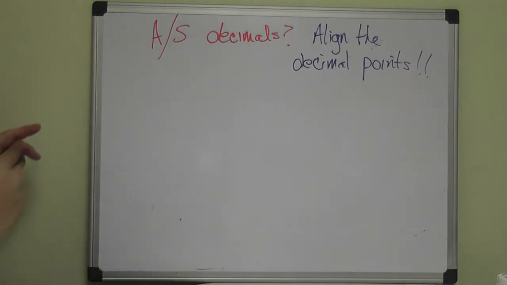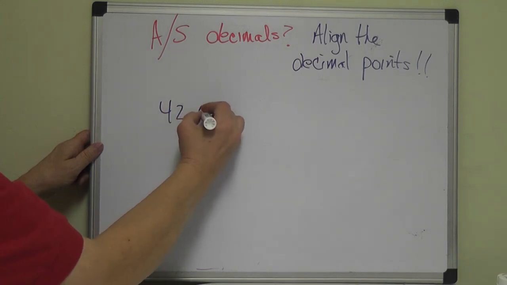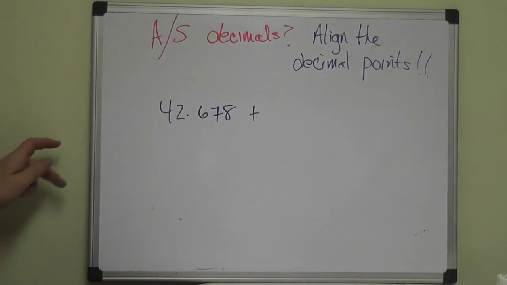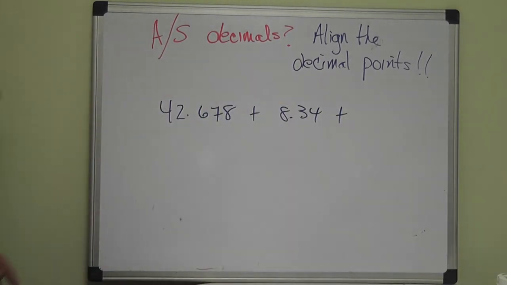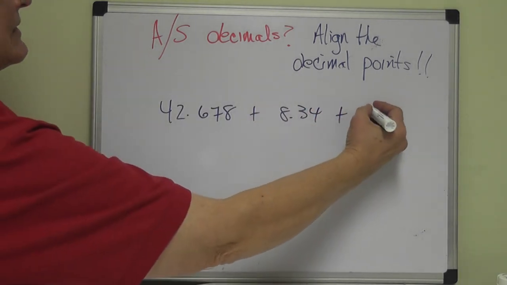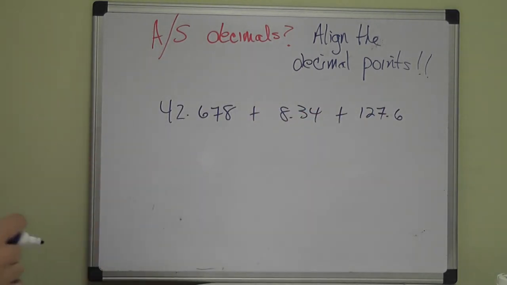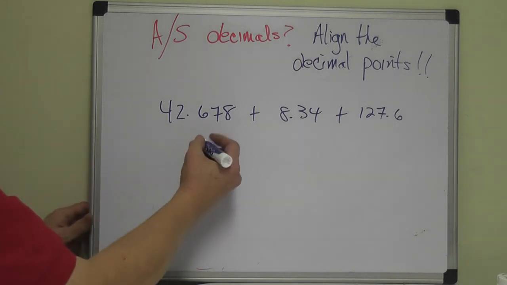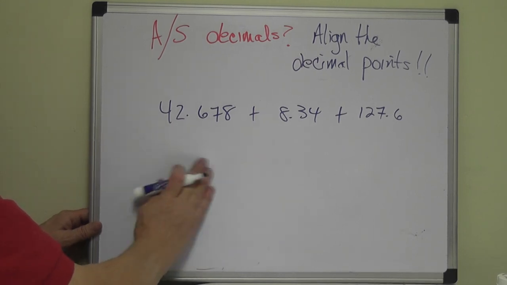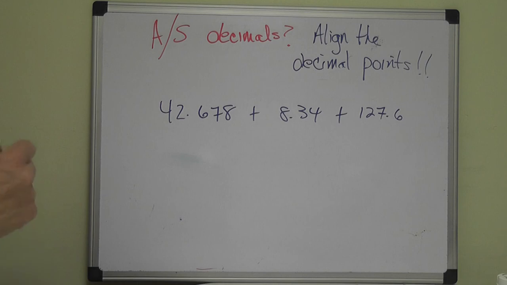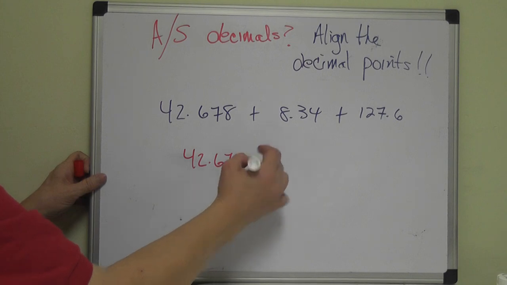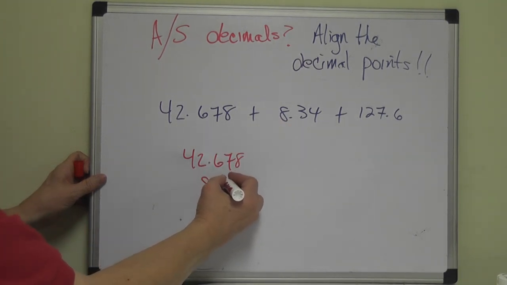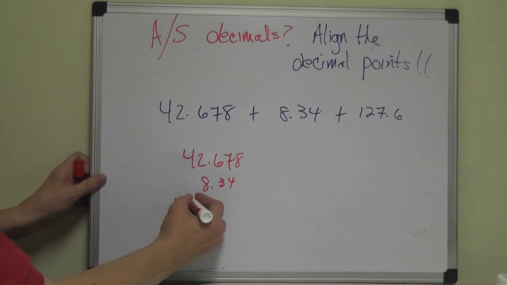So if we're going to add 42.678 plus 8.34, and our final add-in here is 127.6. And we're not punching this into our calculator. How are we going to do this? We have 42.678. We're adding 8.34, and we're adding 127.6.